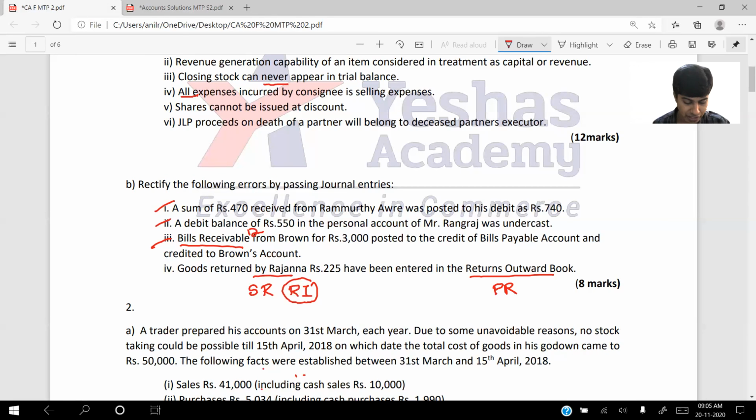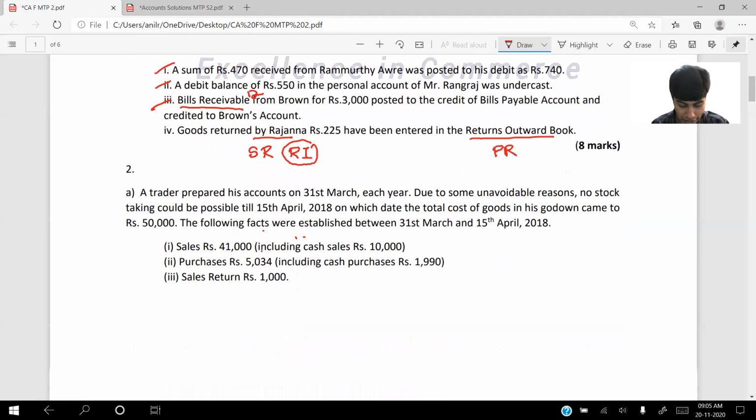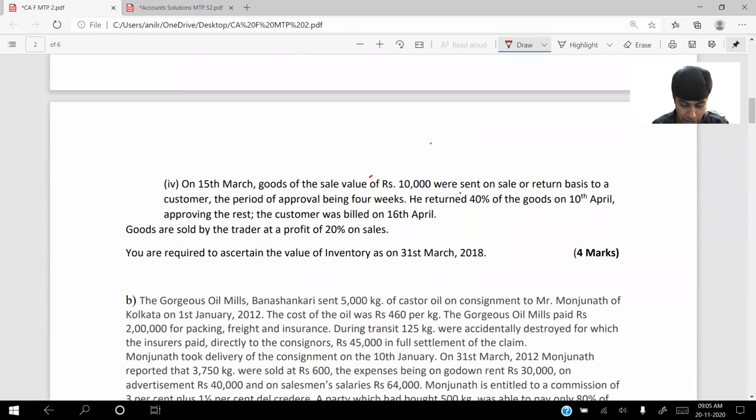The next question that we have is with respect to valuation of inventory. You are required to ascertain the value of inventory as on 31st of March. This is again those timeline problems. You would have to find the value of inventory as on 31st of March, that is end of the year. But due to technical reasons, they will not be able to take the stock as on 31st of March. They will be taking it after.